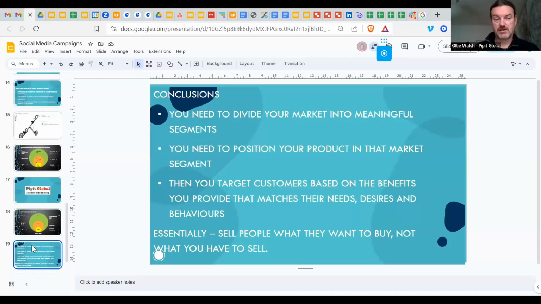that product. So, in conclusion, you need to divide your market into meaningful sections. You need to position your product in that market. You need to target customers based on the benefits you provide that match their needs. So essentially, you need to sell people what they want to buy, not what you have to sell them.